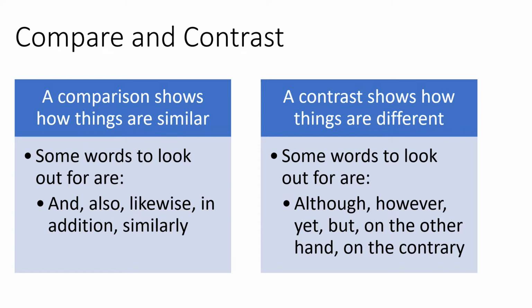For each of them, there are some words to look out for. If you see and, also, likewise, in addition, or similarly, you will be looking at a comparison. All of these words introduce something to show how things are similar. On the other hand, although, however, yet, but, on the contrary, these words will all show you how something is different. So if you are asked for a comparison or a contrast, you should be on the lookout for some of these transition signals because they will help you to find the answer.